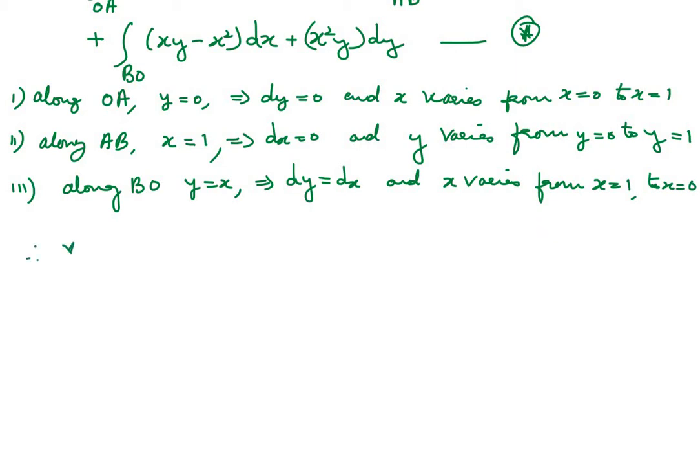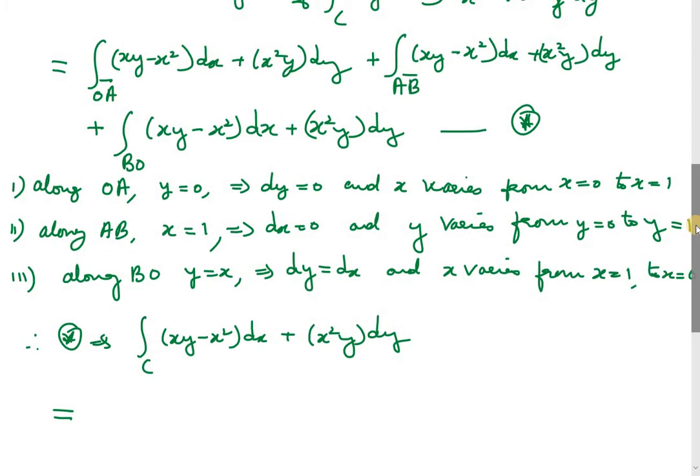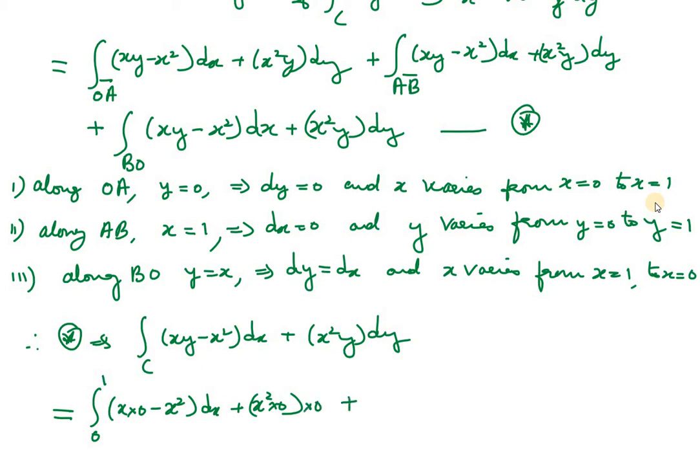So therefore equation star now implies what? The line integral over the curve C of (xy minus x squared) dx plus x squared y dy is equal to, along OA, where y is equal to 0, the integral where x varies from 0 to 1 of x into 0 minus x squared dx plus x squared into 0 times dy, since dy also is 0, plus along AB.